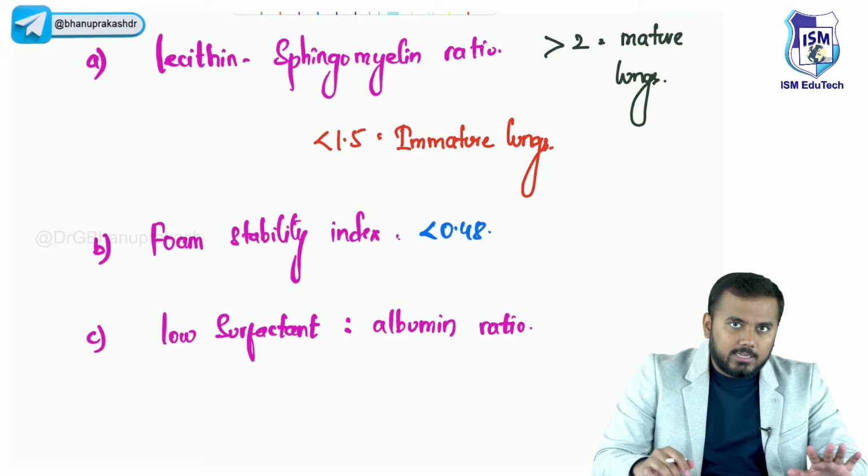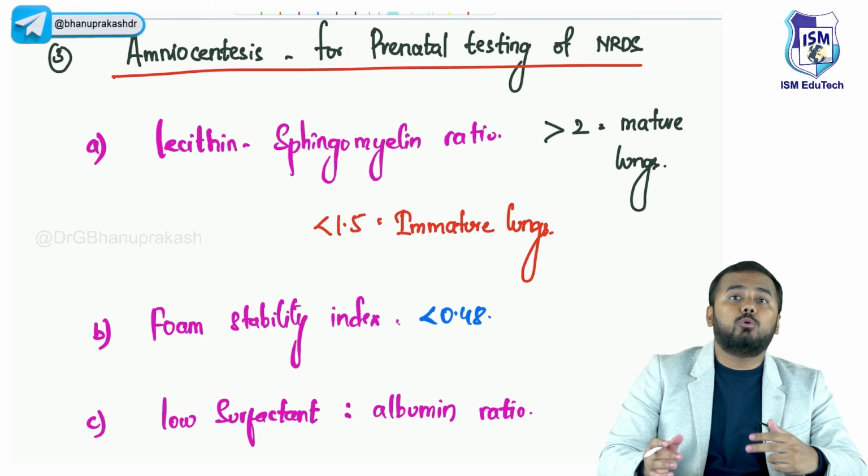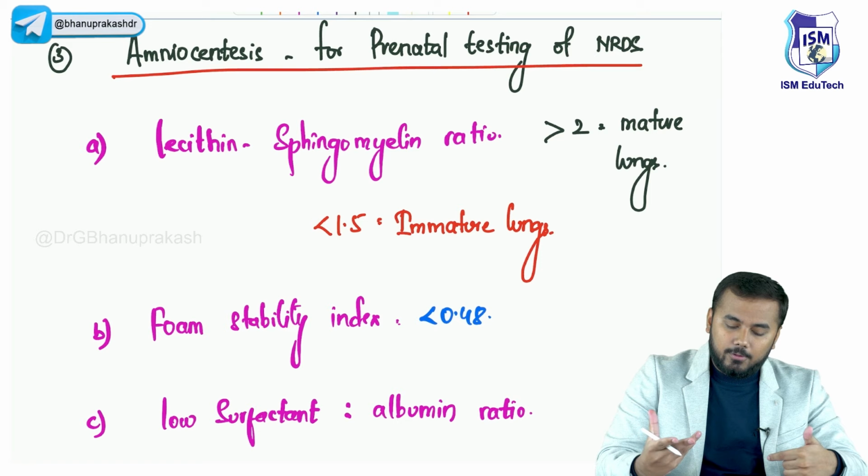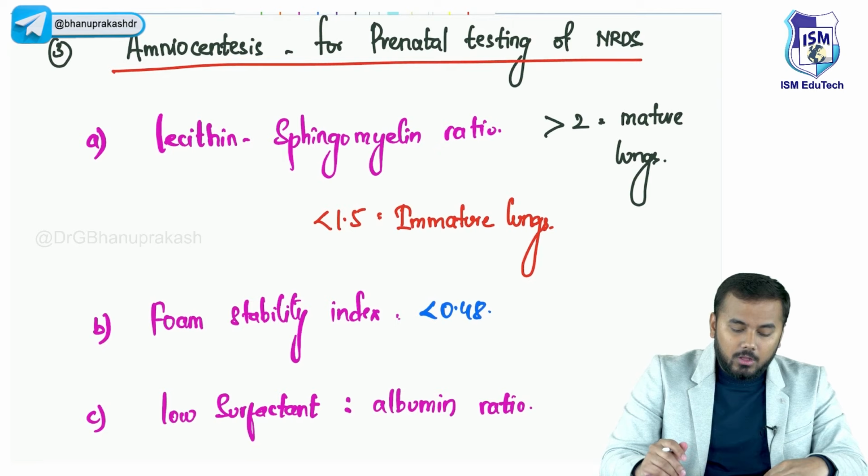You will start with the X-ray, after that blood gas analysis, and after that you will do amniocentesis before the delivery itself, okay? If you are thinking that we are going to deliver a premature baby right now, then you better do amniocentesis, right? And by doing this, you can get to know the risk of respiratory distress, okay? Right? What is the treatment which I do? So the treatment is very, very simple, guys.